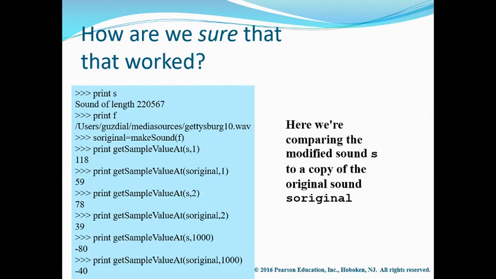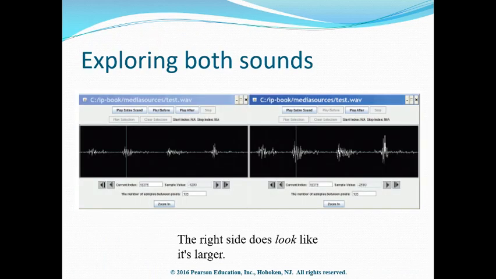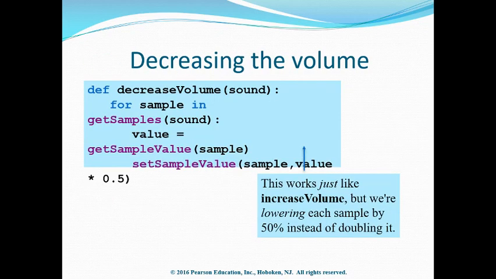So are we sure that worked? This is what we just did, and we can actually see in their example too, the right side does look larger. So what if we wanted to decrease? We would actually multiply by a percentage or a number less than 1, right? So if we multiply by 1, it's going to be the same thing, right? We all know that. If we multiply by 2, it's going to double it, right? And then if we multiply by 0.5, like in this example, it's half of it.